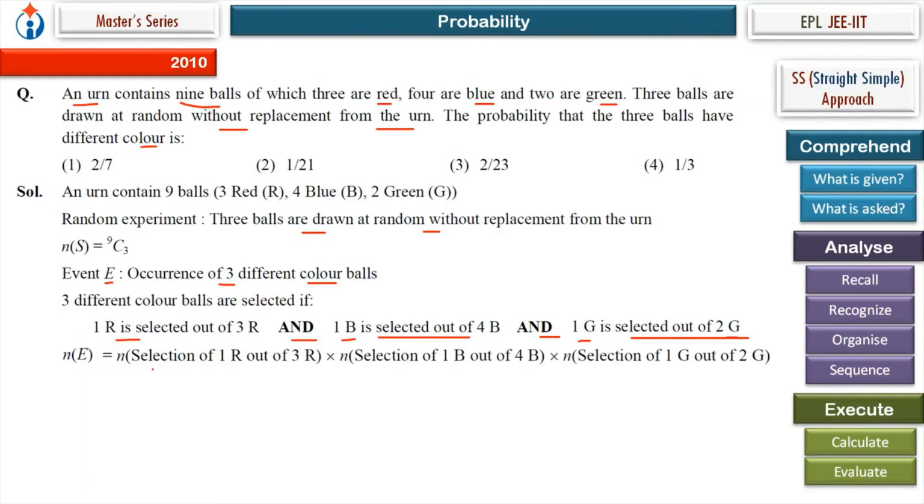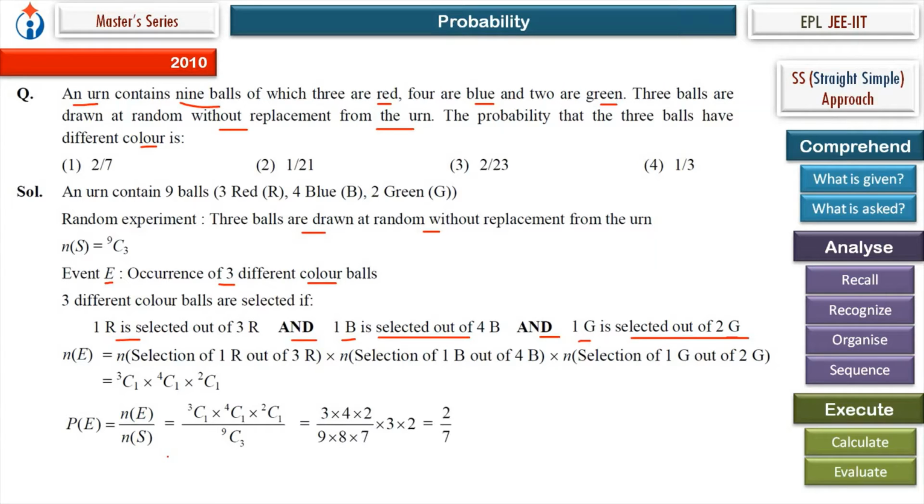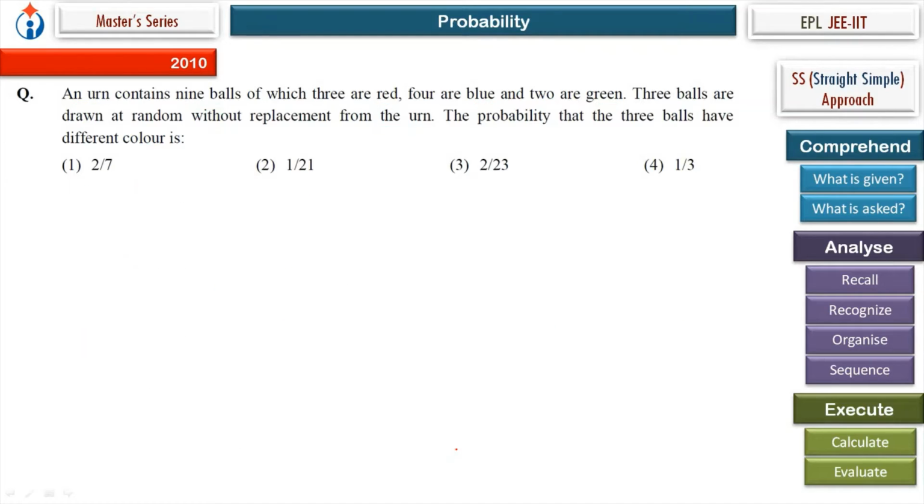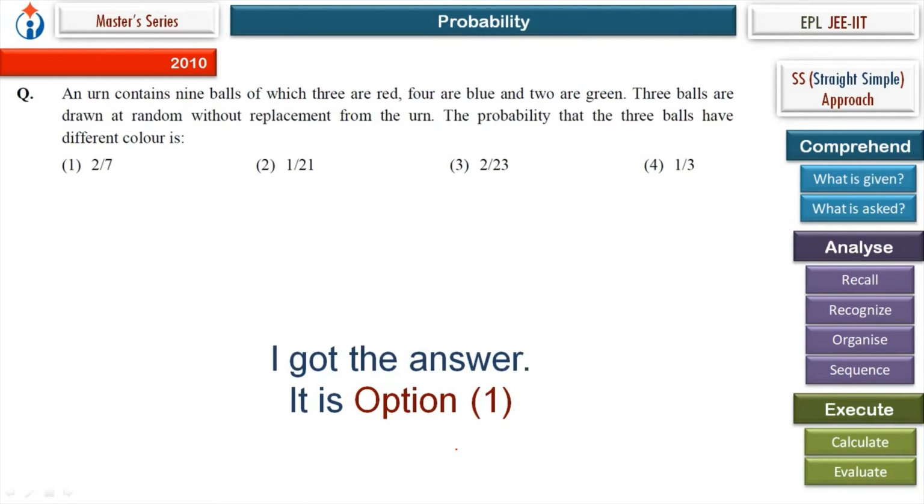So N of E is the number of selections of 1 red out of 3 red, into the number of selections of 1 blue out of 4 blue, and into the number of selections of 1 green out of 2 green. So 3C1, 4C1, 2C1. We multiply them, we get the value of N of E. So the probability of occurrence of 3 different color balls, the probability of event E, is N of E upon N of S. That gives us a simple calculation. You just put in the values, and the answer comes out 2 by 7. I got the answer, it is option 1.